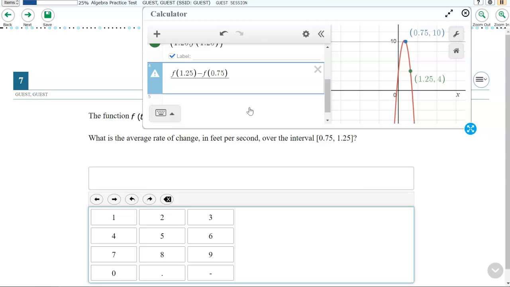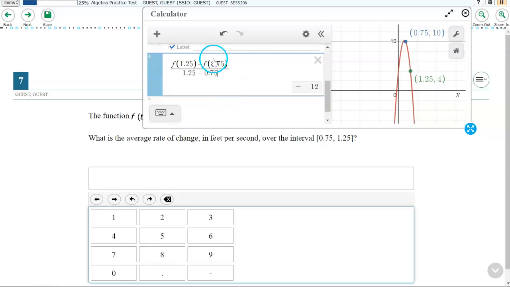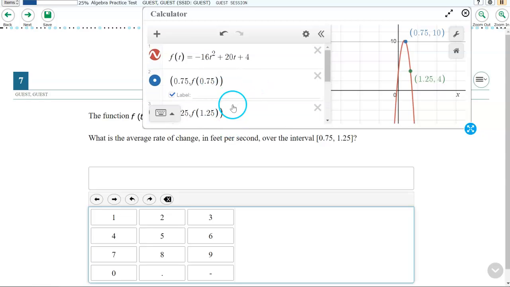And then I want to do x2 minus x1. So I'll do 1.25 minus 0.75. And so now the slope here is -12. And that's all they have to put in the blank. So you type the function, you can go straight to this. You don't have to put the 2 points.